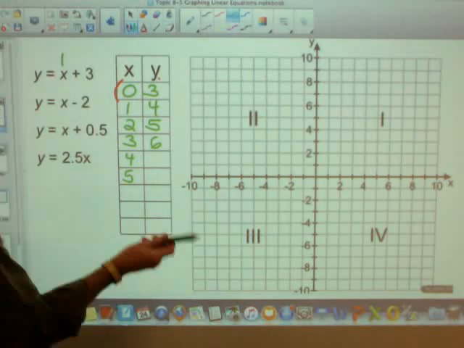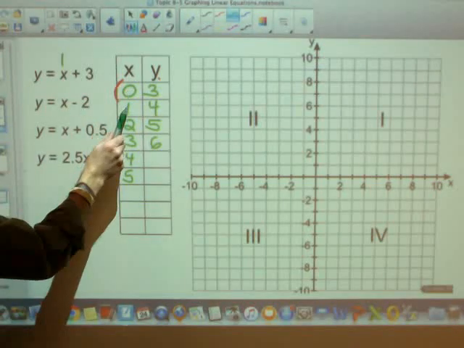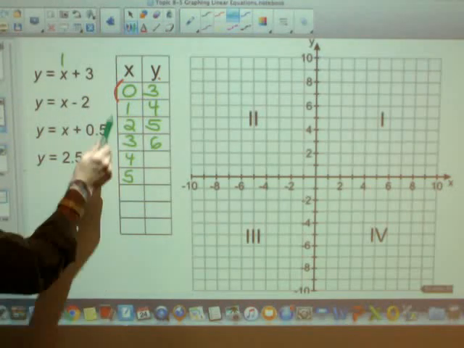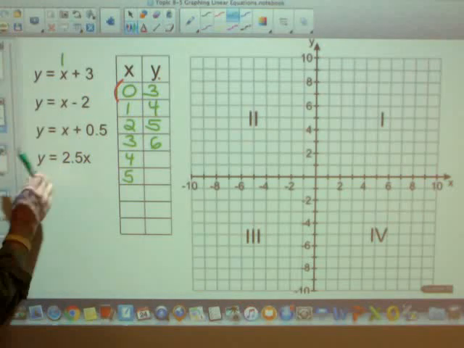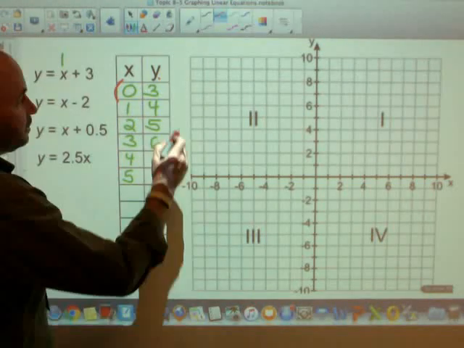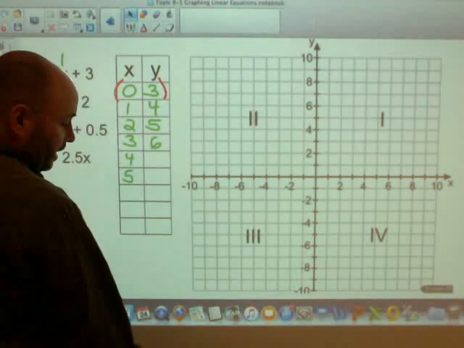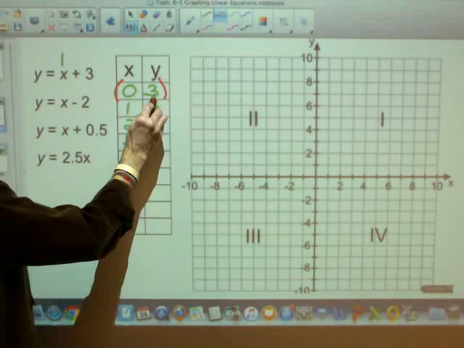Okay? So far, we've taken an equation. We've created some possible values of x. We've applied them to the equation to get the value of y. So now we have our ordered pairs that we can plot. Okay? So the first one we're going to plot is the ordered pair of 0, 3.